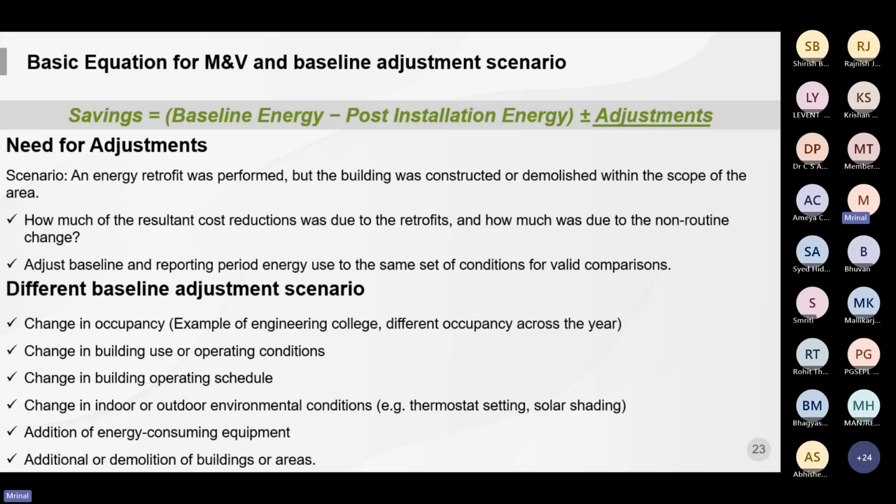Now, in some cases, the overall energy consumption of the facility is taken for the baseline and for the M&V. If you install any equipment and measure the saving from the overall energy consumption of the facility, and later on you install any new equipment in that facility, then the actual energy saving will not reflect in the total bill of the facility. That is why adjustment is important.